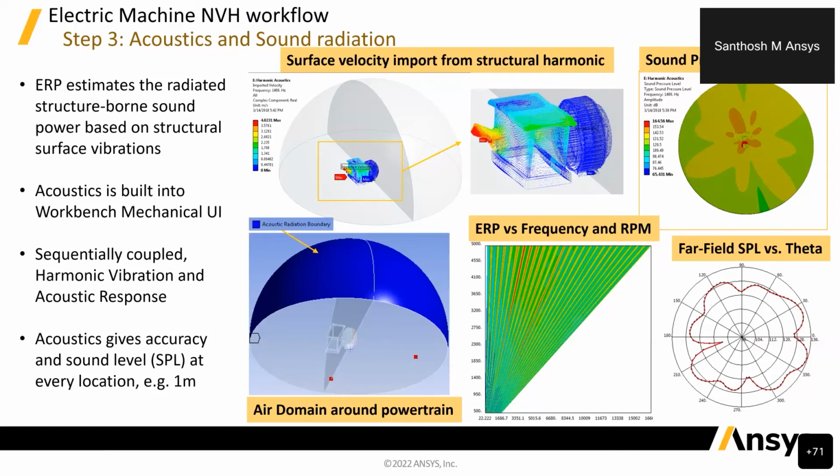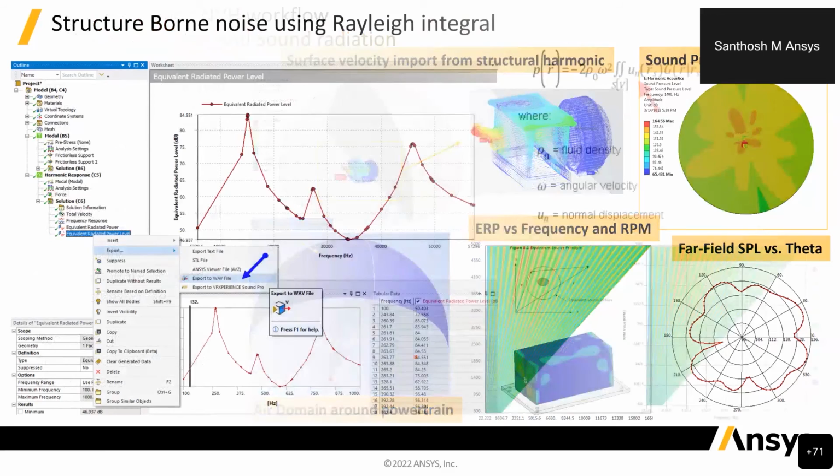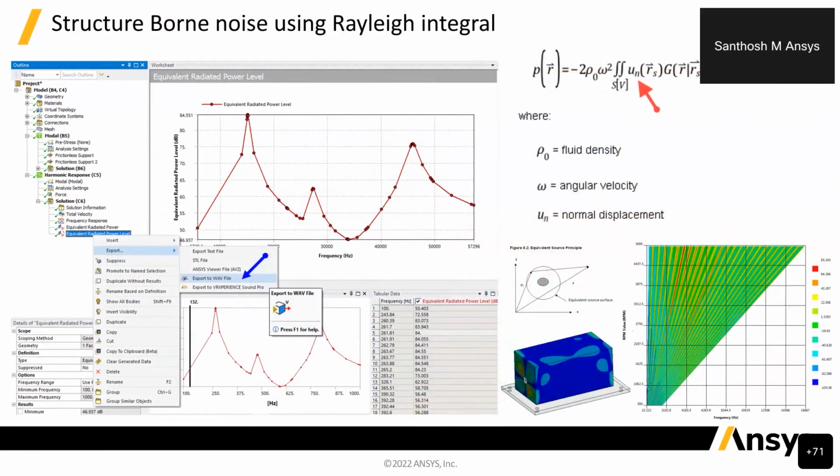There is another quick way of doing that. That is, we can do that using the Rayleigh integral method. Here, we don't really go for a detailed modeling of the acoustic domain. We just solve the structural harmonic analysis. So from this, we know what is the velocity at different points of the structure.